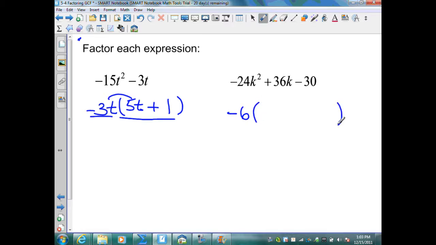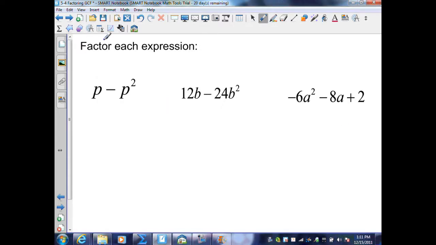Now I set my parentheses. I start with 3 terms. I want to end up with 3 terms inside my set of parentheses. Negative divided by a negative is a positive 4k squared. Positive divided by a negative is a negative 6k. Negative divided by a negative is a positive 5. Product of factors, 3 terms inside my set of parentheses with 3 terms that I started with. I can check for a solution. Negative times a positive is a negative 24k squared. Negative times a negative is a positive 36k. And negative times a positive is a negative 30.